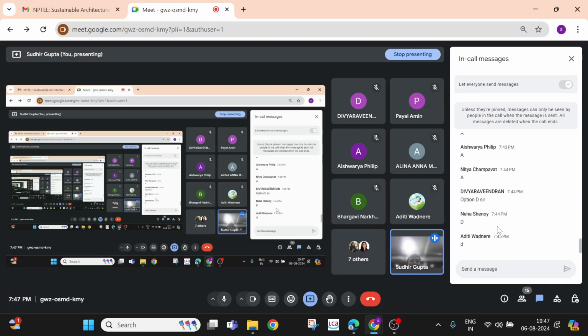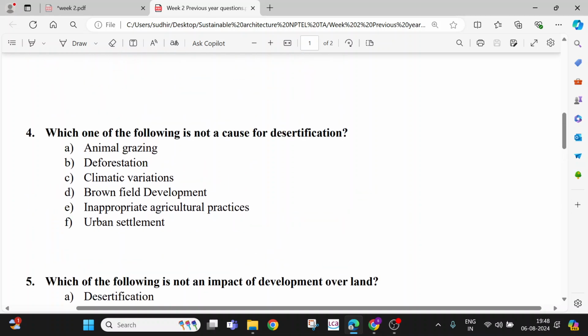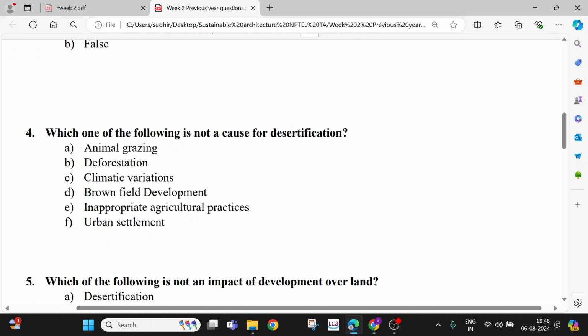Only one option is left, that is option D, brownfield development, which refers to the redevelopment of previously used industrial or commercial land, so it is not directly contributing to desertification. So out of all the options mentioned, the most appropriate answer to this question will be option 4 or option D. I hope now it is clear to all of you why brownfield development: it is not the direct cause, it refers to the redevelopment of previously used industrial or commercial land.